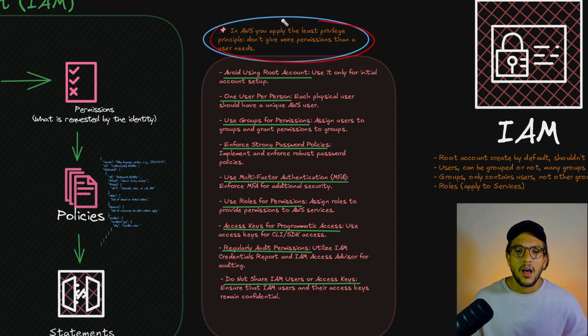This means avoid using the root account except for initial setup. Create individual users for each person. Use groups to manage permissions efficiently. Enforce strong password policies, enable MFA for everyone, use roles for AWS services, use access keys only for programmatic access, audit permissions regularly, and never share IAM users or access keys.